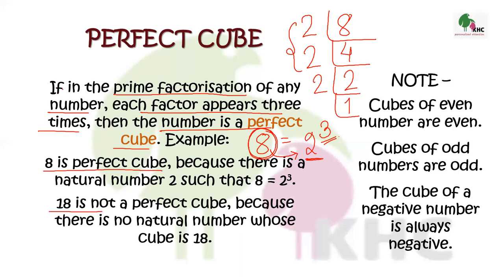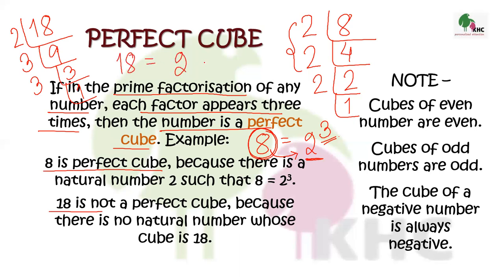But if you try the same thing for 18, you see the first prime factor of 18 is 2. 2 times 9 is 18. Now 9 is not divisible by 2, so you use 3. 3 times 3 is 9, 3 times 1 is 3. So you see that for 18, there are two factors, 2 and 3. The 3 appears twice. So I write 3 square and 2. So I see that the factors did not appear 3 times. That is why 18 is not a perfect cube.